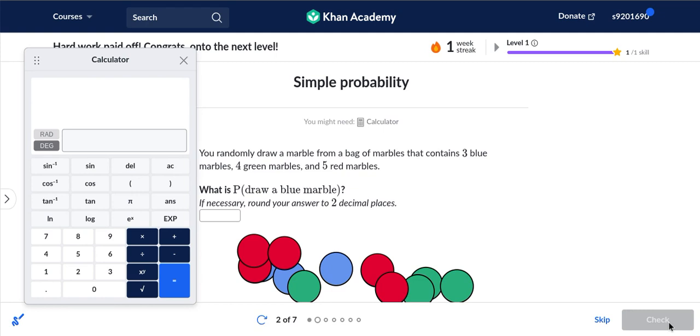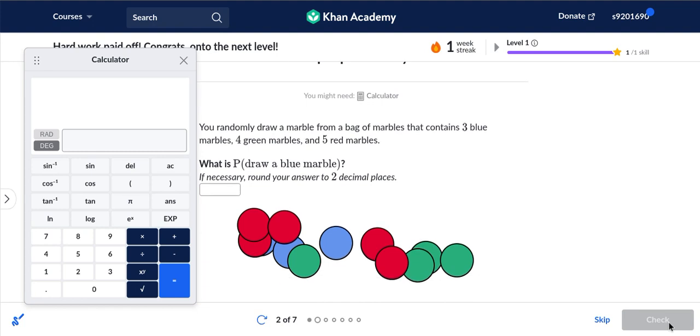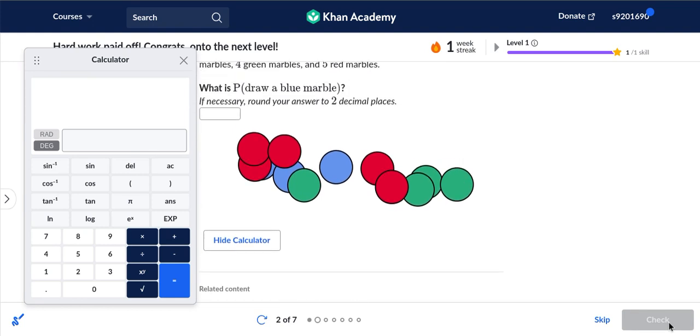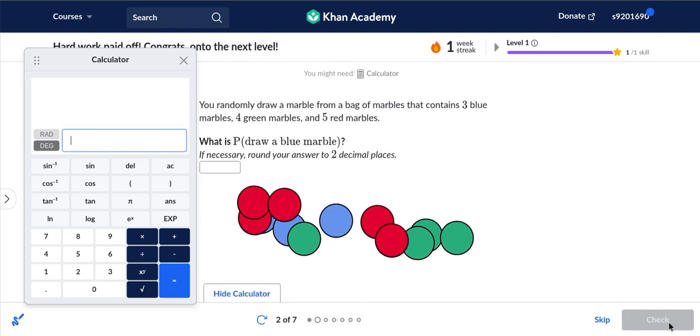So we're gonna read the question one more time so we can fully understand this situation. You randomly draw a marble from a bag of marbles that contains 3 blue marbles, 4 green marbles, and 5 red marbles. What is P? Draw a blue marble. If necessary, round your answer to 2 decimal places. So I think we're gonna at least add 3 plus 4 plus 5, which equals 12.